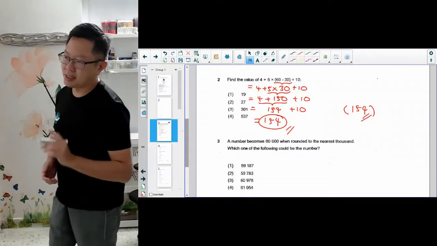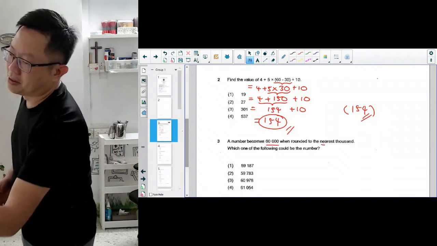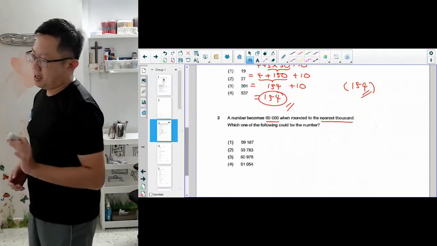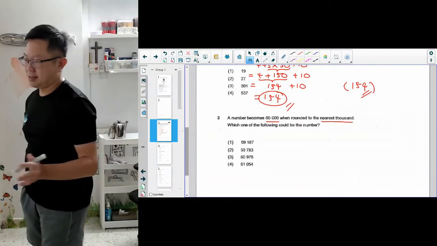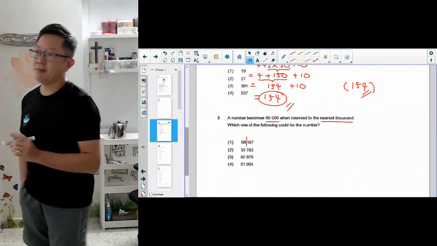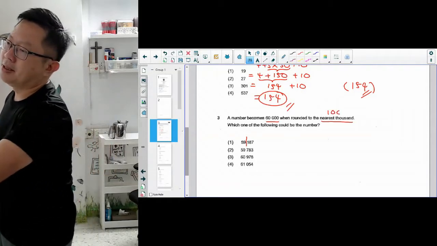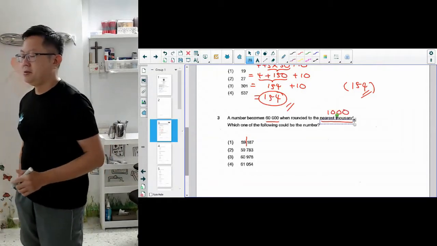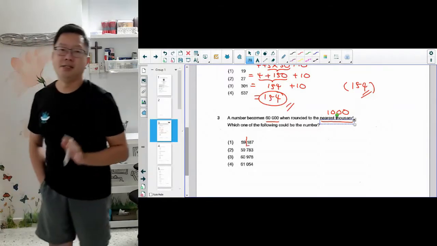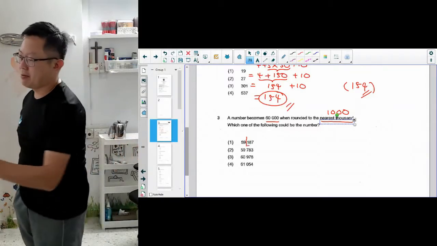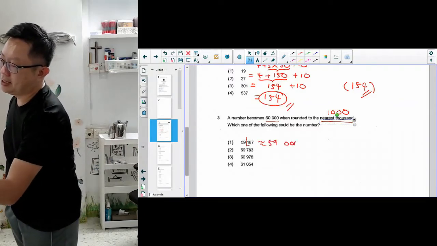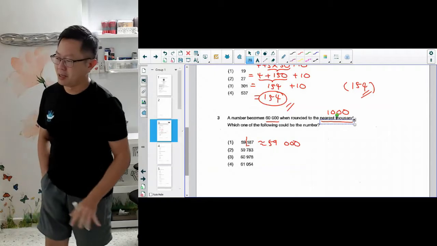A number becomes 60,000 when rounded to the nearest thousand. So which of the following could be the number? So how do you round to the nearest thousand? Now, you just draw a line to show the last 3 digits, because nearest thousand has 3 zeros. So you draw a line to show the last 3 digits, and you look at the digit nearest the line. Is it 5 or bigger? It's not 5 or bigger. So your nearest thousand is still 59,000. And you do the same for the rest of the numbers.